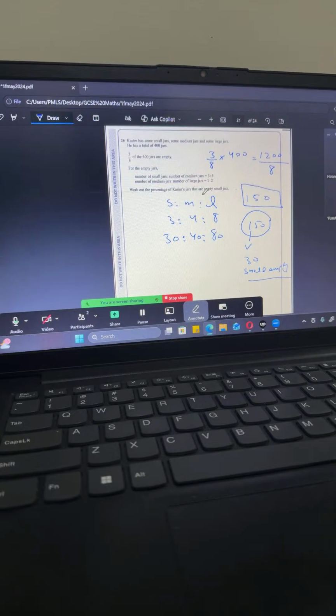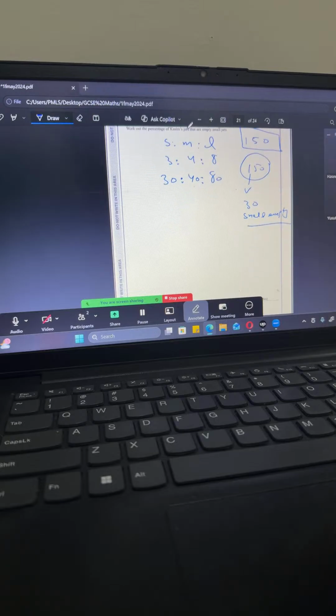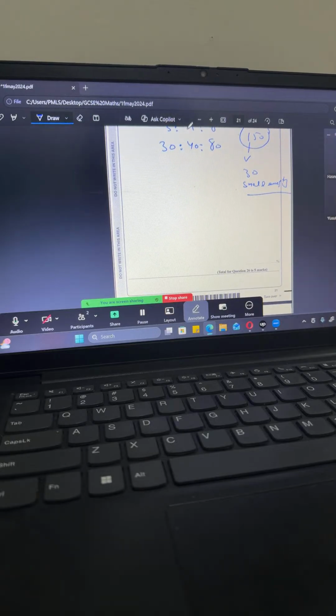So there are total how many small empty jars? 30 out of 400. So you calculate it for the percentage? Does that make any sense? Yeah, a bit. Okay, I will explain it to you one more time.